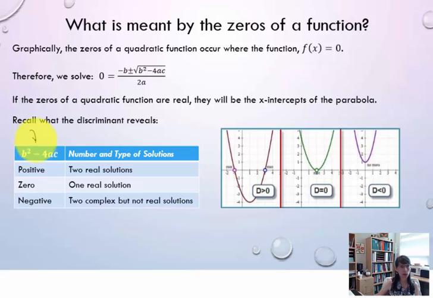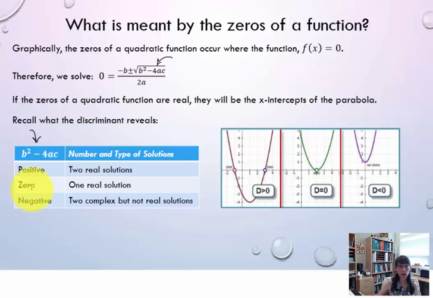Looking just at the portion for the discriminant, that is the b squared minus 4ac, that's what we find underneath the radical of our quadratic equation. And when we have a positive number generated under that radical, we expect 2 real solutions. That means 2 x-intercepts or 2 zeros of the function.